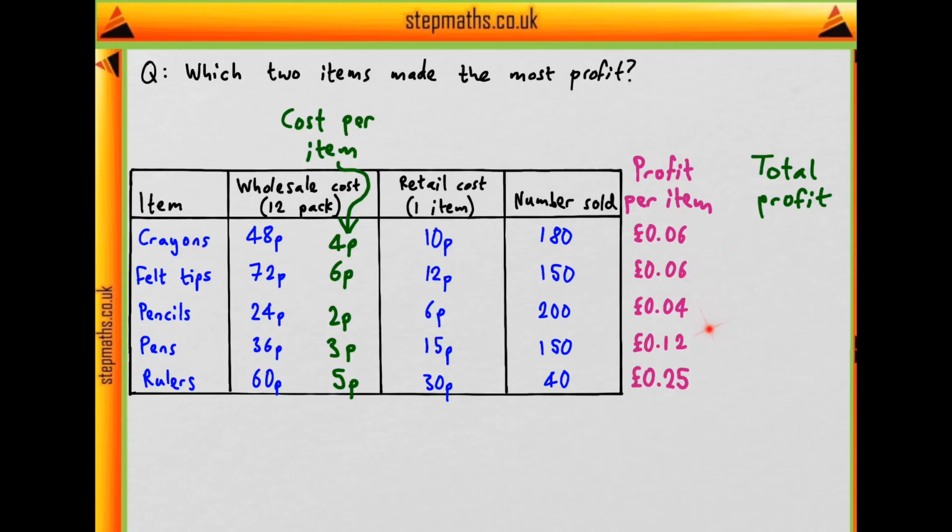So for crayons, we sold 160 and made 6p profit on each one, and so our total profit would be 180 times 0.06. What is that? Well, 180 times 0.01 would be 1.8. 1.8 times 6 is 10.8. So we made £10.80 profit on crayons.